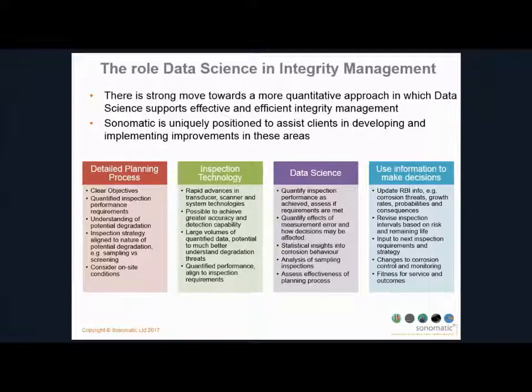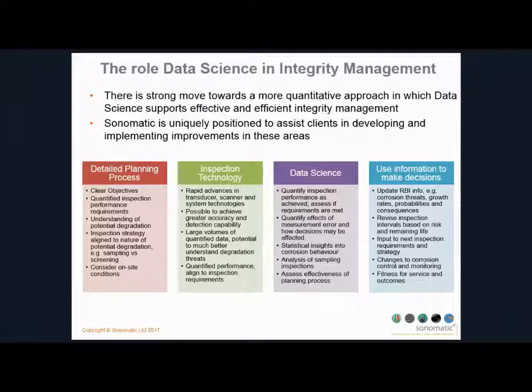So the inspection technology plus data science are coming together in the same way that data science is affecting efficiencies and approaches across many other areas of industry, where there's a greater drive towards using data and data-driven decision-making and management. The same thing is starting to happen within integrity management. Now, I won't go into the details of all the information in these boxes, but really the direction integrity management is going is towards a more detailed planning process with clear objectives and quantified performance requirements. So a lot of emphasis on more data, quantifying performance and so on.